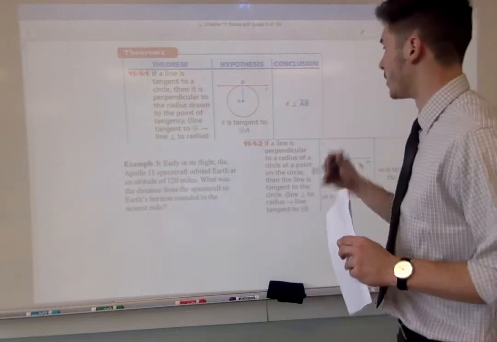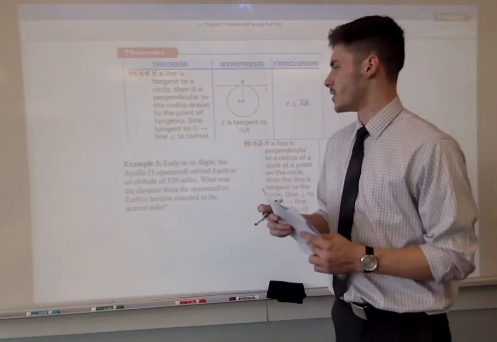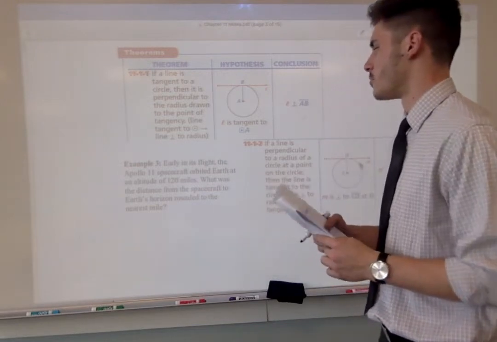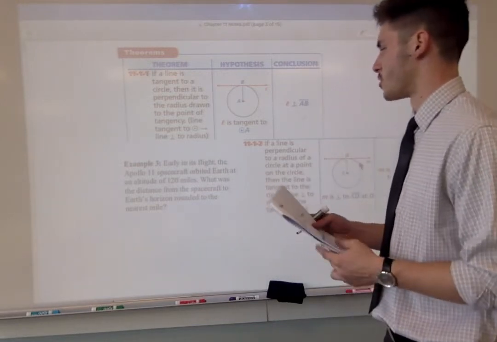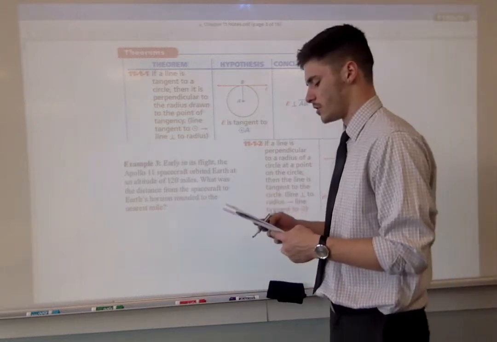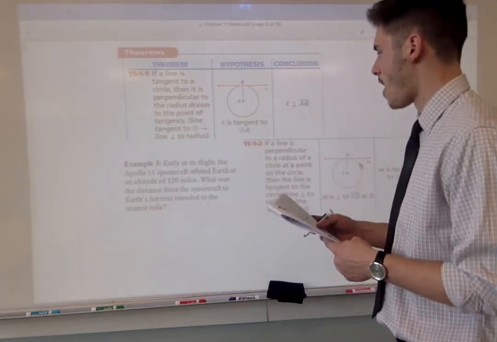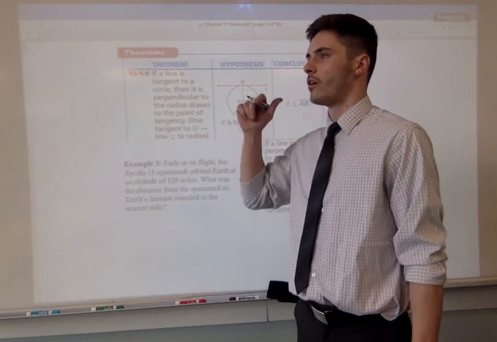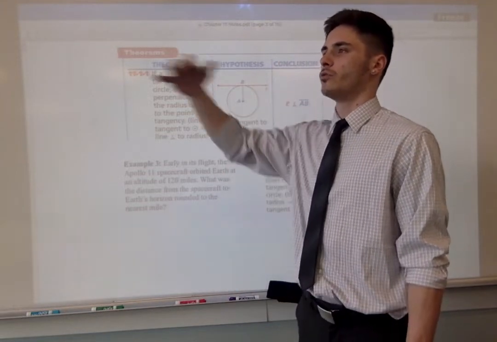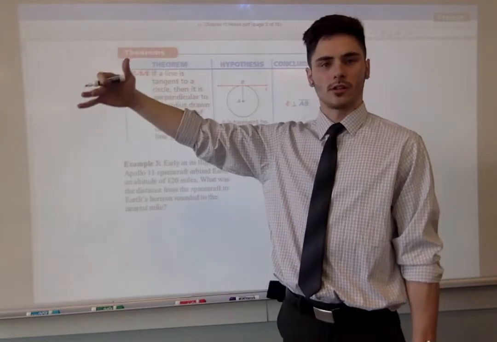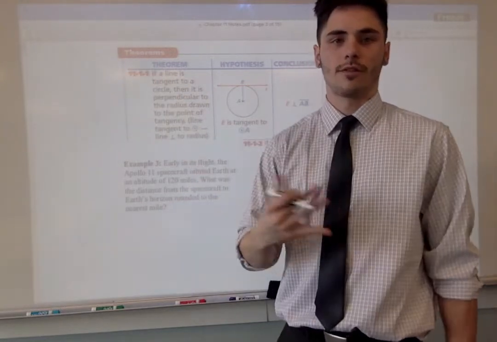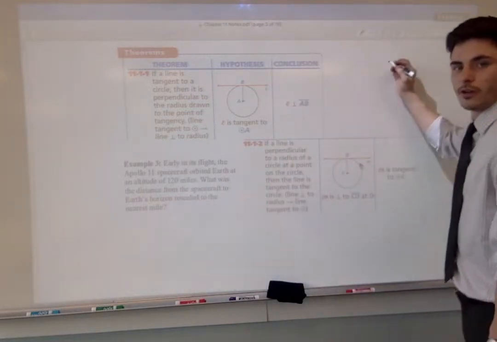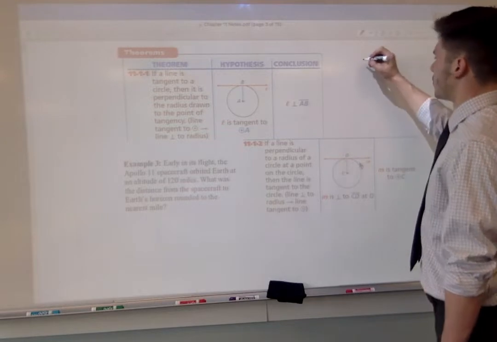So first example here, early in its flight, the Apollo 11 spacecraft orbited Earth at an altitude of 120 miles. What was the distance from the spacecraft to Earth's horizon rounded to the nearest mile? So that's basically saying what was the distance from the spacecraft to the edge of where they could see, right? So a good idea for anything like this is to draw a picture. And it looks like I'll have a lot of room over here, so I'll go ahead and do that.